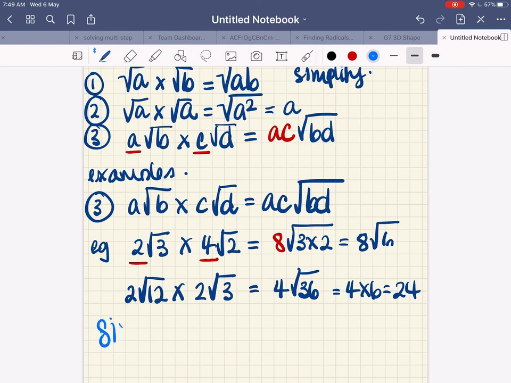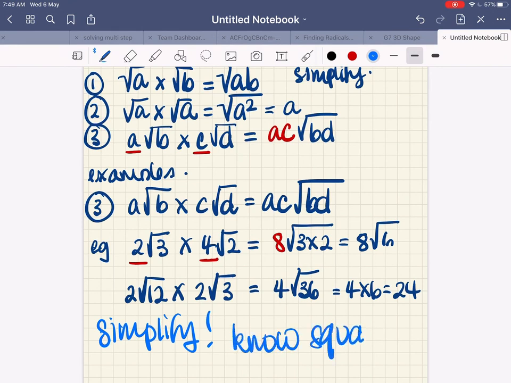So in everything, we have to simplify and know our square numbers.